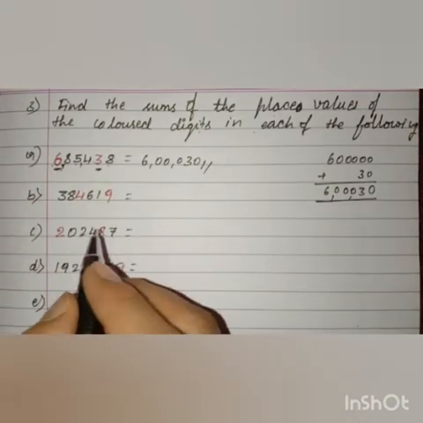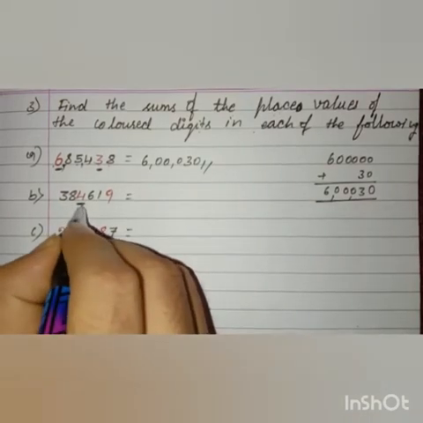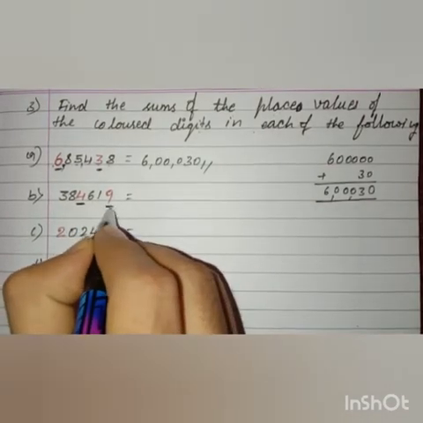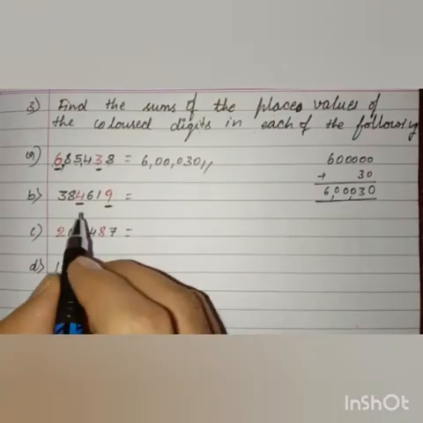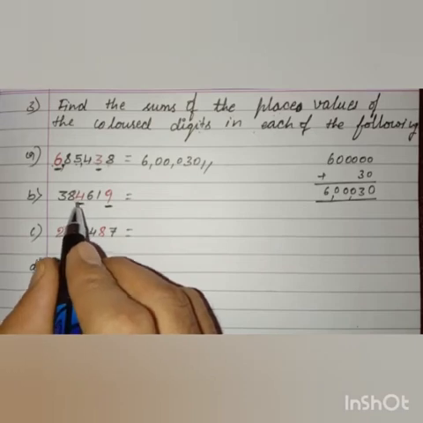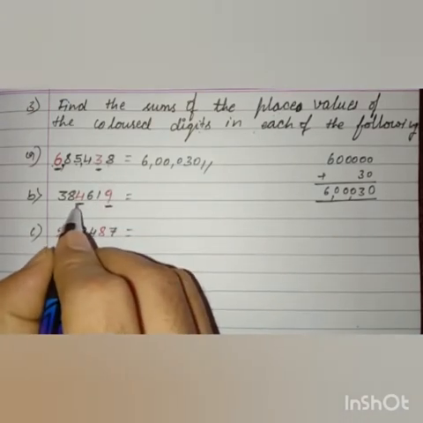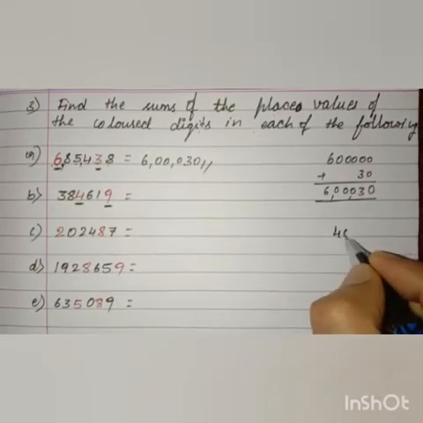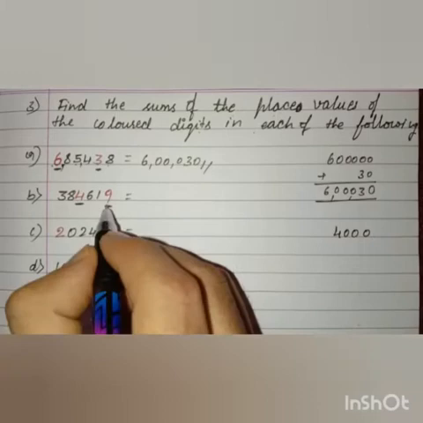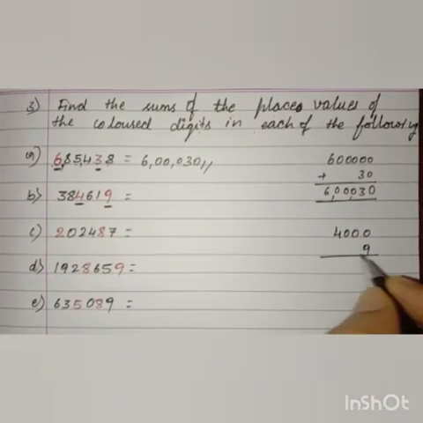Okay, next question. So here the colored digits are 4 and 9. Now let us write the place values of the colored digits. So 4 is at which place? Thousands place, right? So 4 into 1000 is 4000, right? Yes. Next, 9 is at ones place, so 1 into 9 is 9.